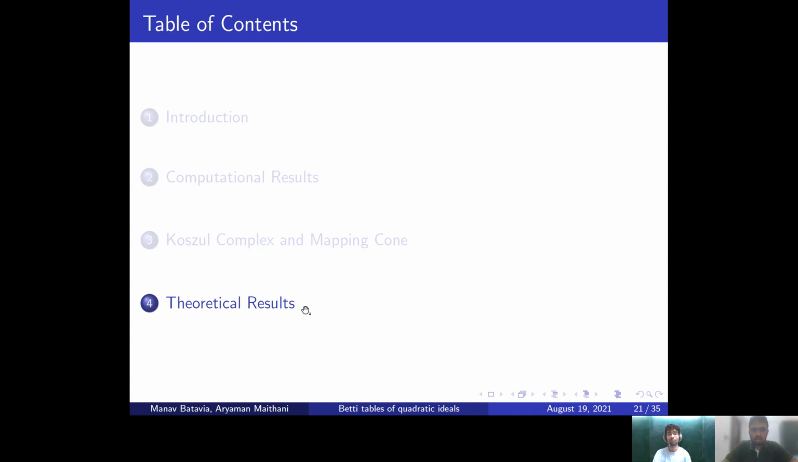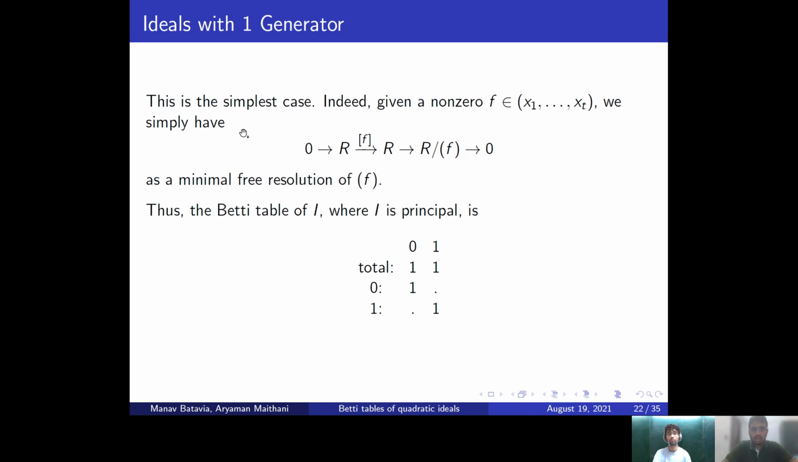So now we talk about some theoretical results. Let us start with ideals with one generator. This is the simplest case. Indeed, given a non-zero f in the maximal ideal, which is (x1, ..., x3), we simply have this resolution for R mod f. Thus, the Betti table of I, where I is principal, is given by this.